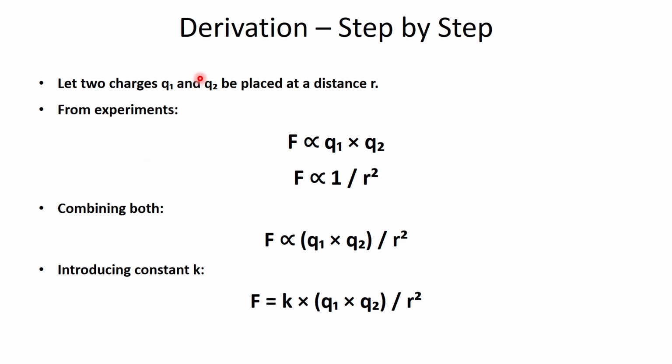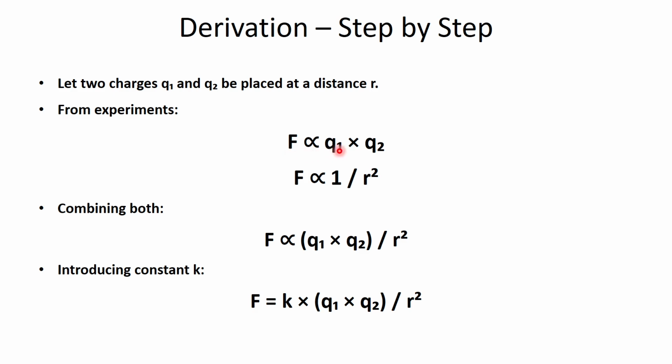Now let's derive Coulomb's law step by step. Let two charges Q1 and Q2 be placed at a distance R. From experiments and as per the statement of Coulomb's law, the force of attraction or repulsion is directly proportional to the magnitude of the product of these two charges. So F is directly proportional to Q1 Q2. This is the sign of proportionality.